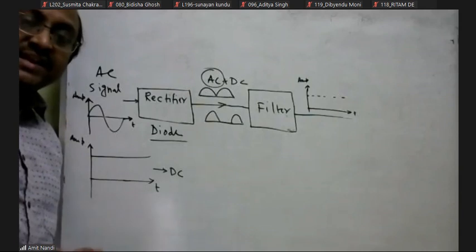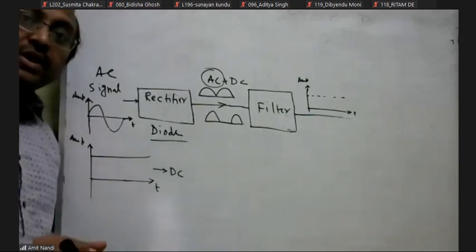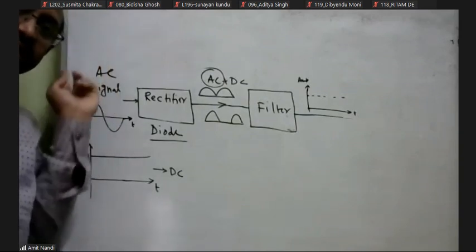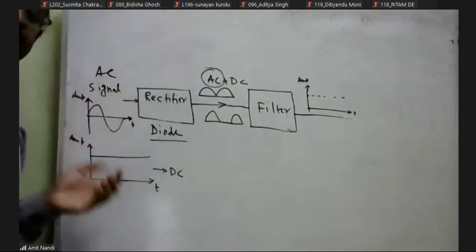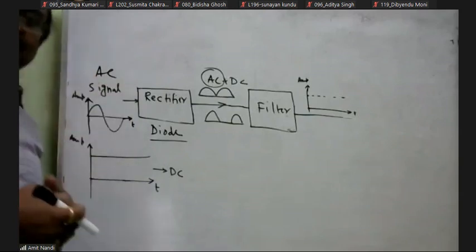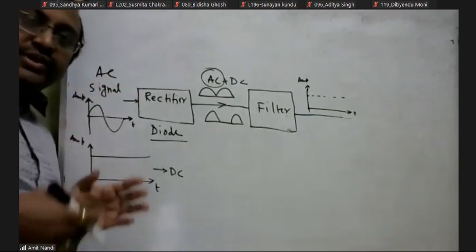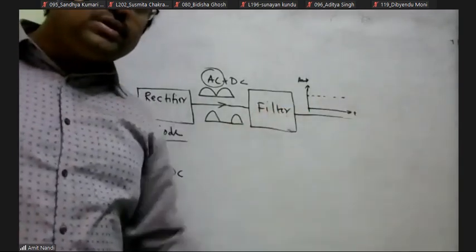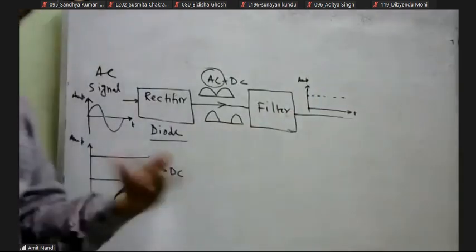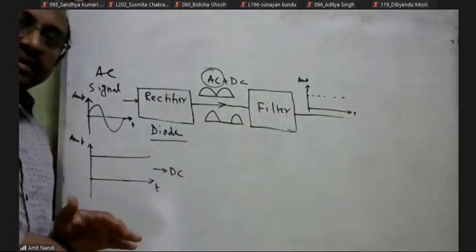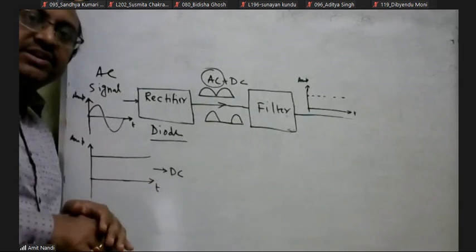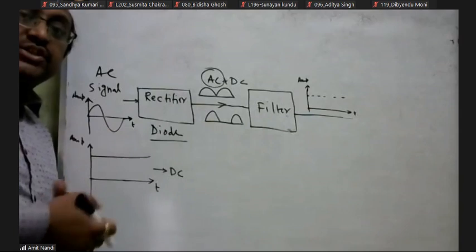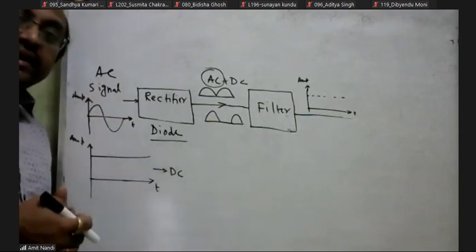That can change due to variation of load, or due to variation of the supply signal, because here we can use some AC signal whose amplitude is also varied. So due to the variation of the supply signal or the variation of the load, the output of the filter can also change. That means the output voltage cannot be constant with respect to time due to the variation of the load or the input signal.